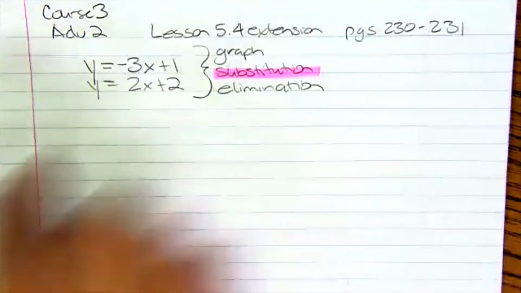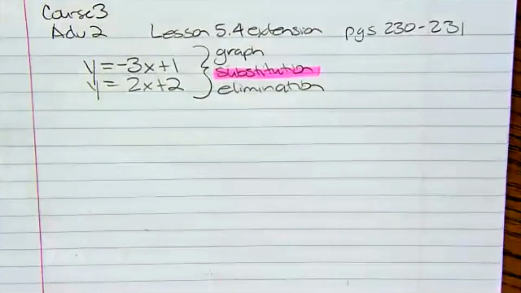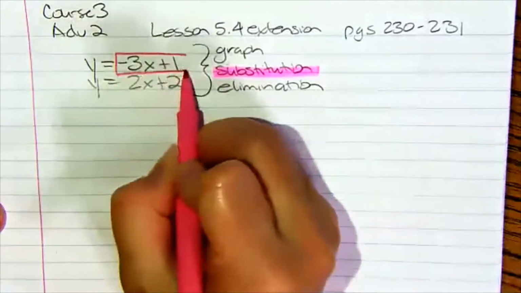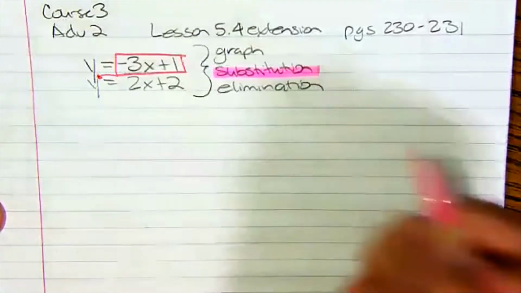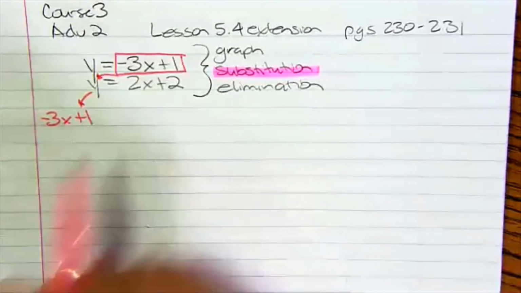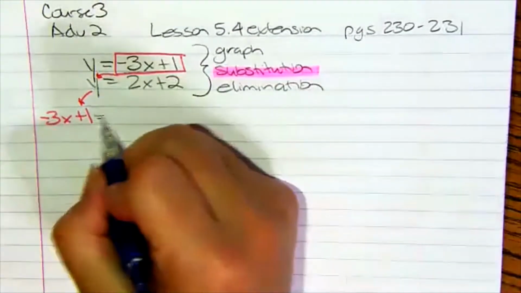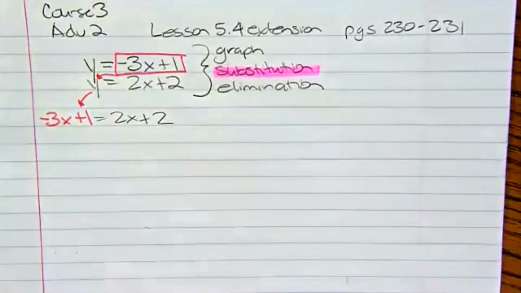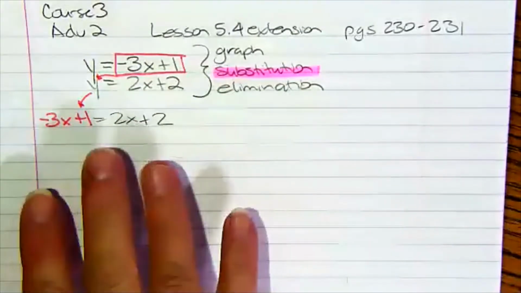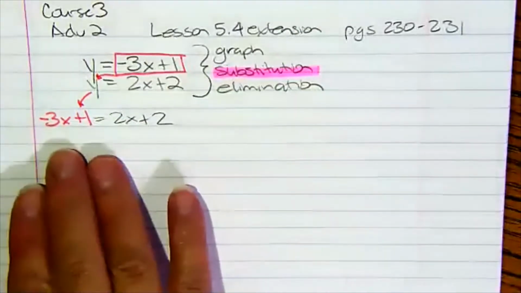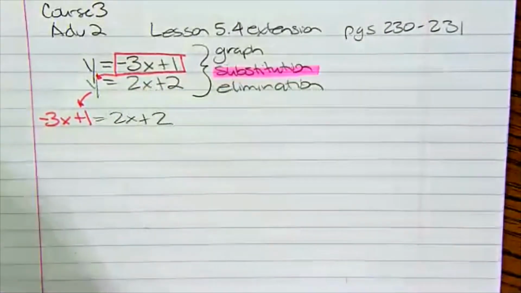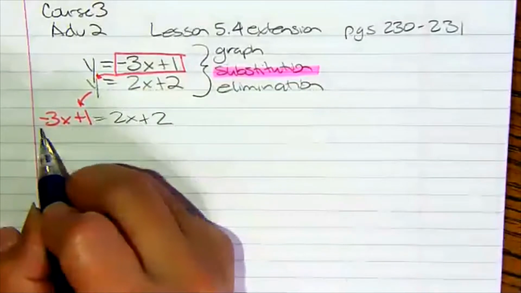So when we've got a system of equations like this, and we're using substitution to solve, we take this expression right here and substitute it for y. So we end up with negative 3x plus 1 equals 2x plus 2. Then we combine like terms and we solve for x, and then we take that x and we substitute it back into one of our original equations to figure out y.